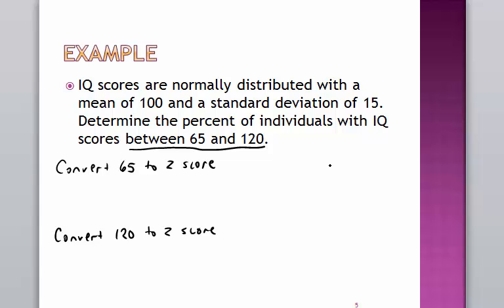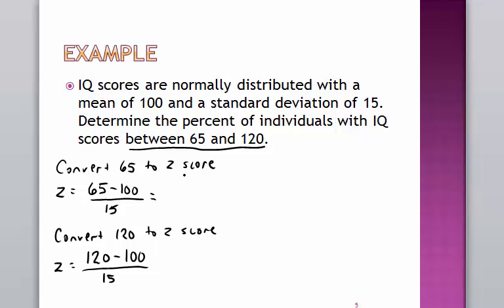And we're going to use the same formula that we used in the last part of the example. We're going to say the value, which is going to be the number that we're trying to convert. So 65 in the first one, 120 in the second one. Remember, the formula says value minus the mean. The mean is 100. And we're dividing by the standard deviation of 15. And so we want to calculate both of these.